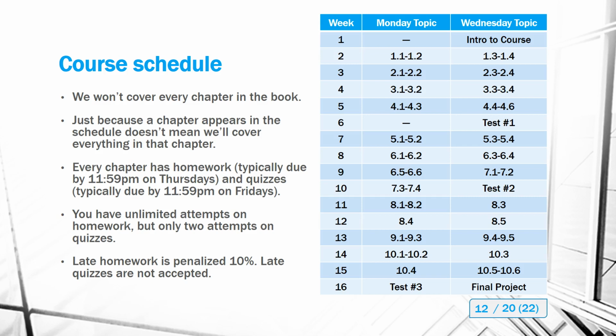Now you'll notice that for Monday in week 1 and Monday in week 6, there's nothing listed. That's because those two are holidays. So week 1 for Monday, that was Martin Luther King Day, and then week 6, the Monday there is President's Day. That's February 20th, and we won't be having class because that's a school holiday. So there's nothing listed there.